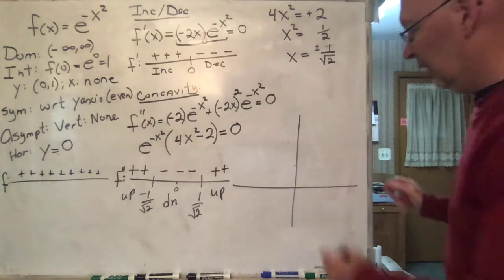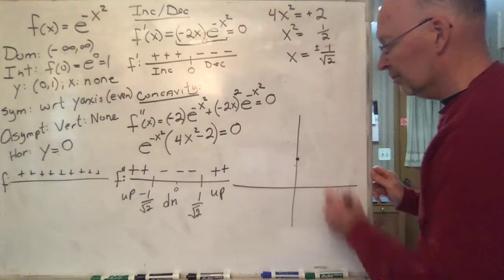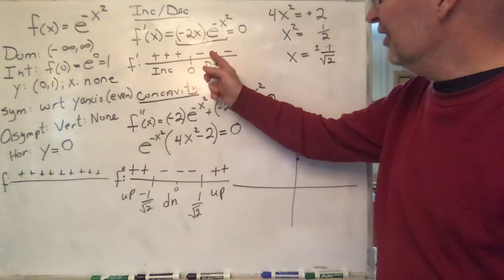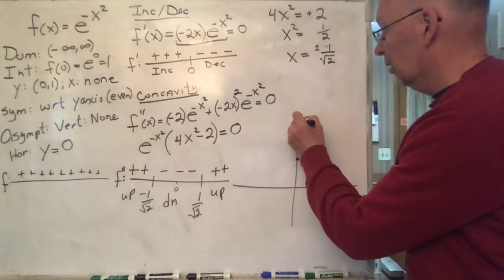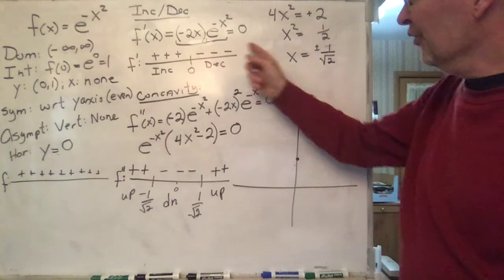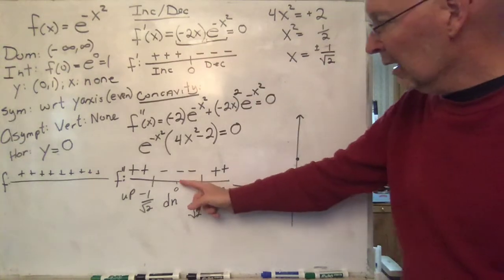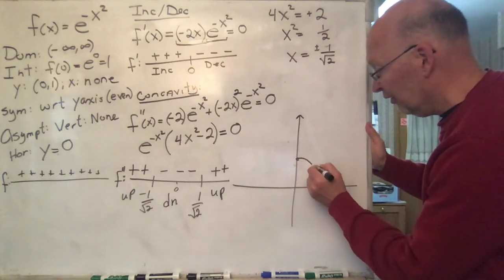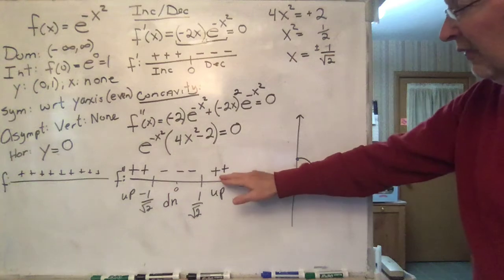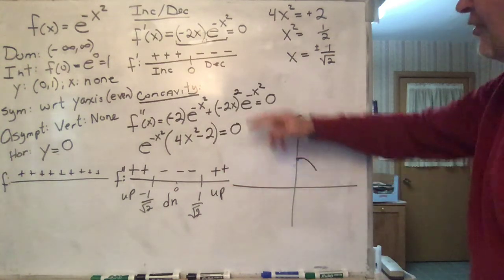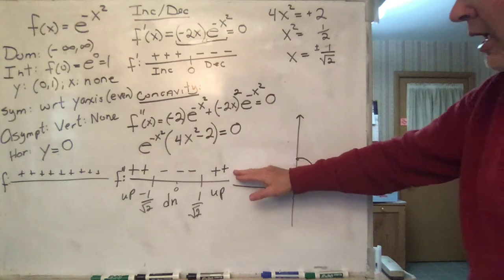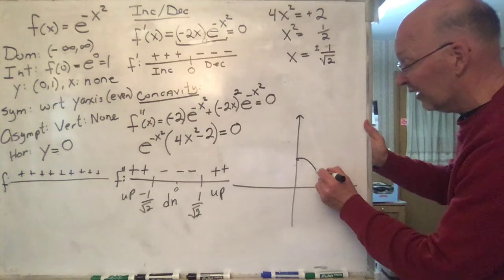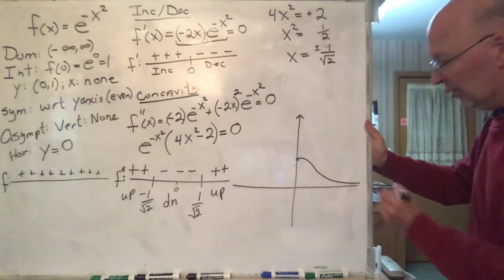Key points, 0, 1 is on there. Once you pass 0, what's happening? First of all, it's decreasing. Decreasing all the way. It's going to be concave down initially. Concave down means it lies below the tangent line. But then, eventually, it becomes concave up. It's still decreasing, concave up, and it never goes below the x-axis, never even touches it. So that's the asymptote. So it looks something like that.